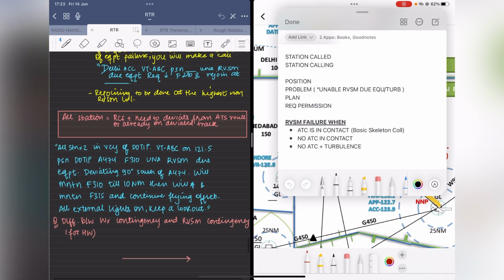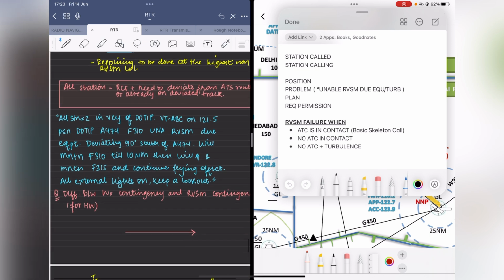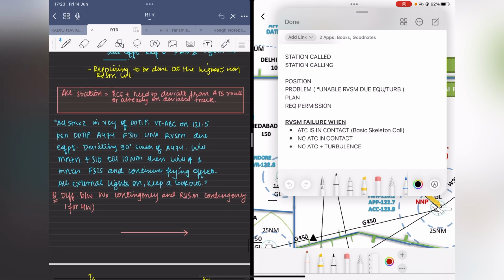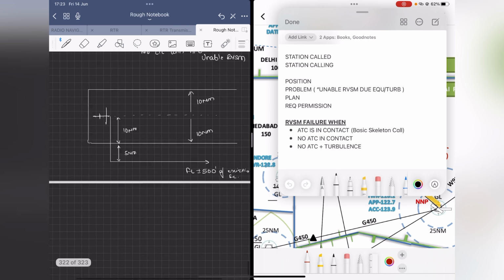So when ATC is not in contact, who do you think you're going to call? You have to make somebody aware of your intentions. And we've spoken about this in the weather deviation call also, that when any ATC is not available for you, you're going to try contacting all the other aircraft, right? So it's going to sound like an all station call. You're going to call all the stations around you.